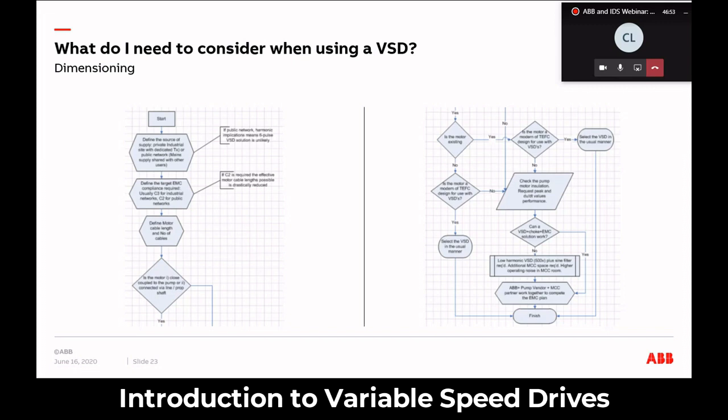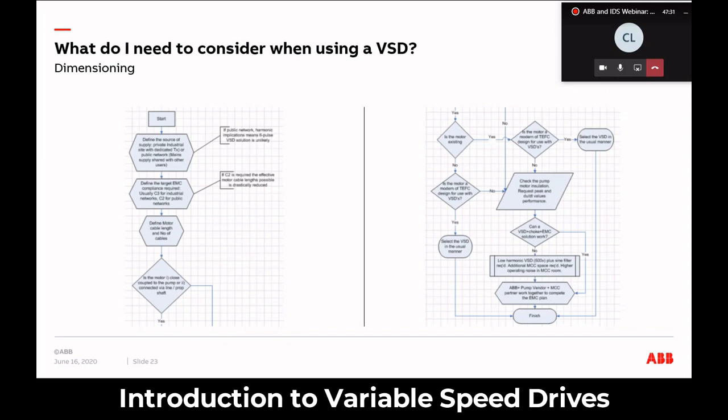So you need to look at things such as where the supply is coming from. Is it a private or industrial site where it's got its own dedicated transformer, or is it a public network where the supply is shared with others? As a result of that, we need to consider harmonics, because drives or electronic equipment can produce harmonics to a certain degree, and we've got to take that into consideration. But as well as that, we've got to define the EMC compliance required as well.